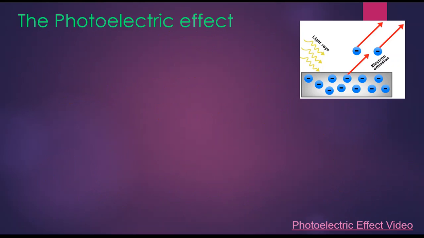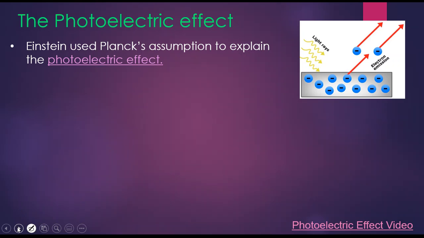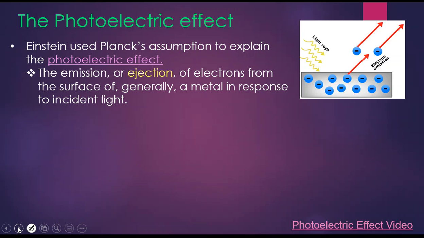All right, let's talk about the photoelectric effect. Einstein is really the one that observed this and decided to run with it. And he used Planck's idea of the quantized energy to explain it. His assumption of quantized energy explained the emission or ejection of electrons from the surface of a metal in response to light being shined on it, that incident light.